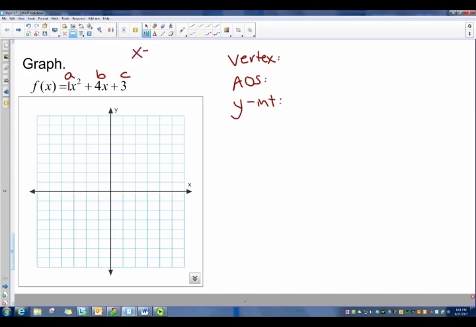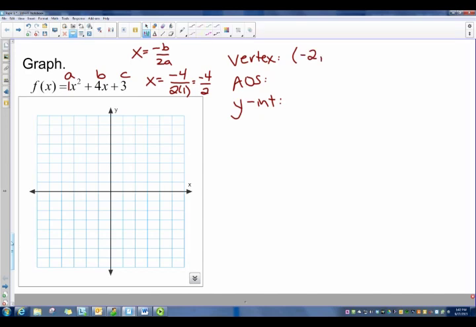All right, here's how it's done. Vertex, use my formula: x equals negative b over 2a. So solving that out, x equals negative b. Well, b is 4, so that's negative 4, over 2 times a, which is 1. That's negative 4 over 2, which is negative 2. So there's the first part of my vertex.